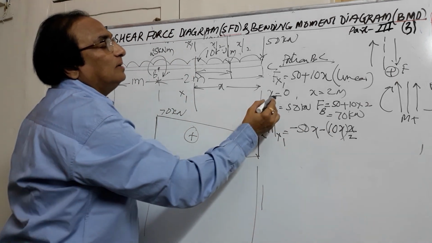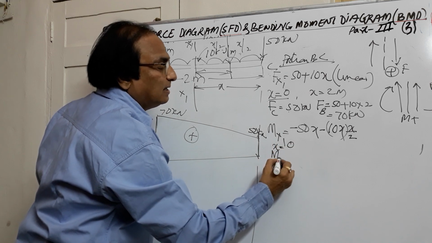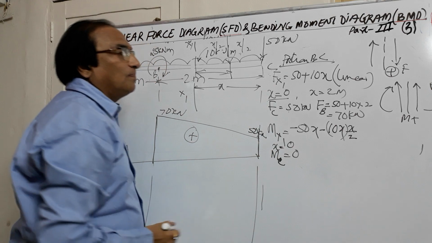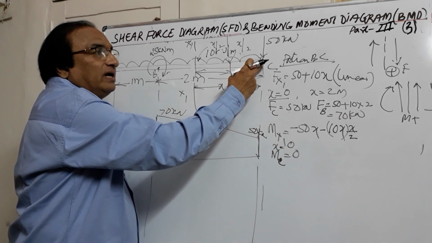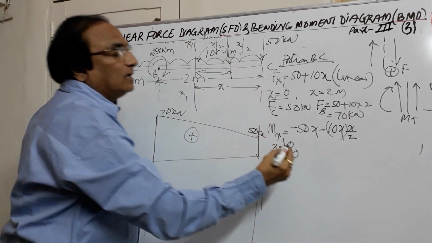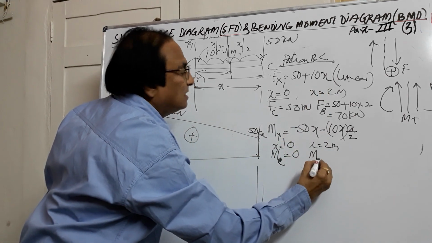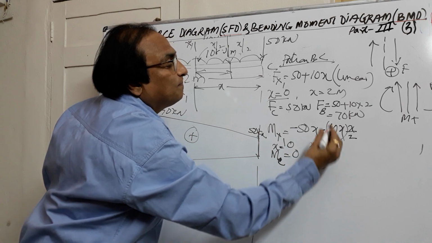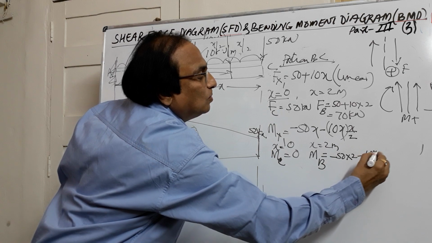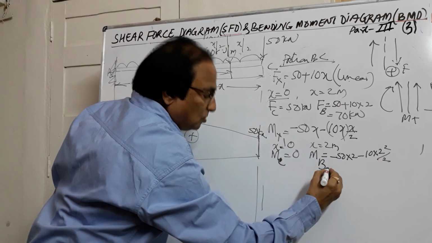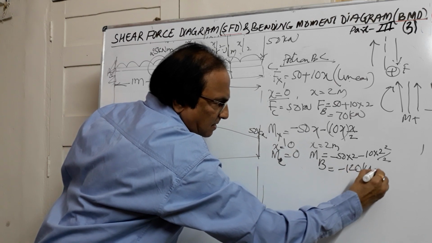So we will again substitute the limits of x equal to 0 to x equal to 2 meters. When x is equal to 0, moment at C will be equal to 0. Always remember, in case of a cantilever, the bending moment at the free end is always 0. And when x is equal to 2 meters, moment at B will be equal to minus 50 into 2 minus 10 into 2 squared by 2. So you get the value of minus 120 kilonewton meter.